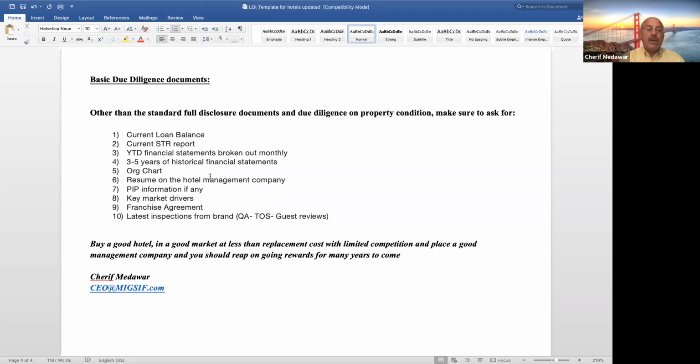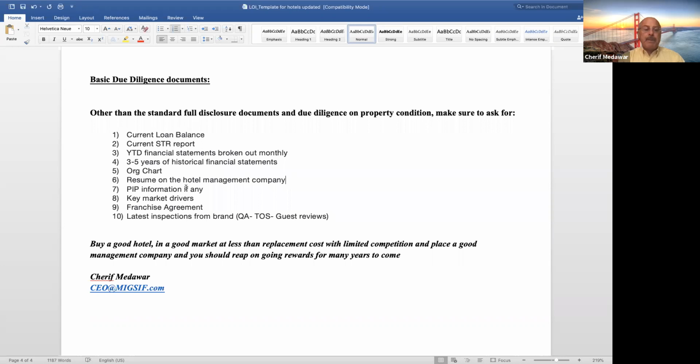A resume on the hotel management company. You want to know, is this run by Hilton corporate office? Is it run by a separate management company? Who is running it? And you want to know the resume of these people. You want to get their CVs. You want to see their background, how long they've been in the business, etc.